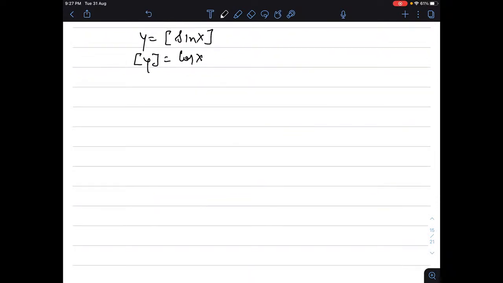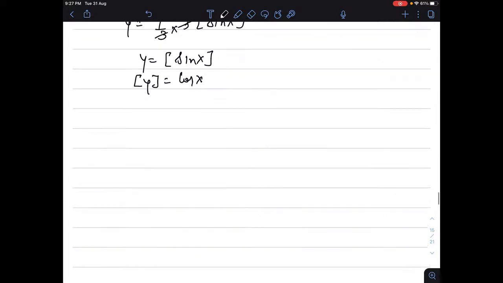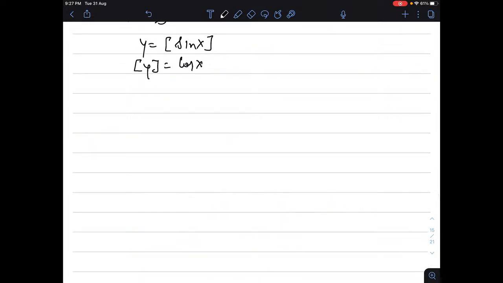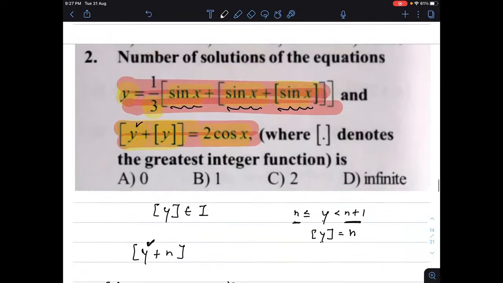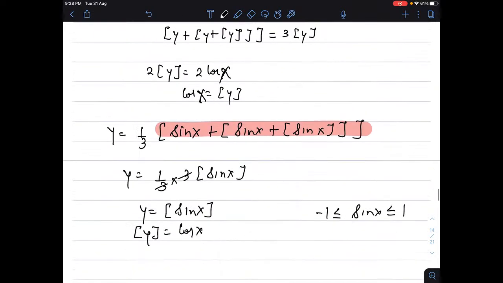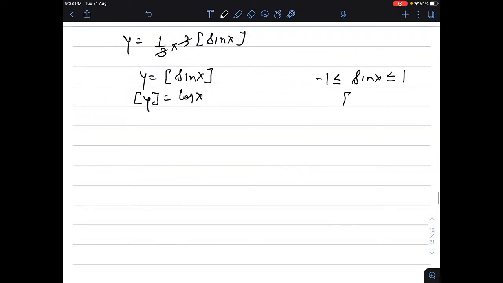Now they are asking how many solutions this expression will have. So guys, greatest integer function of sin x if we are talking about, sin x lies from where to where? -1 is less than or equal to sin x is less than or equal to 1. You might be remembering. Is it remembered by all of you? So greatest integer function of sin x can become either -1 or 0 or +1. Hope you guys would have got my point.